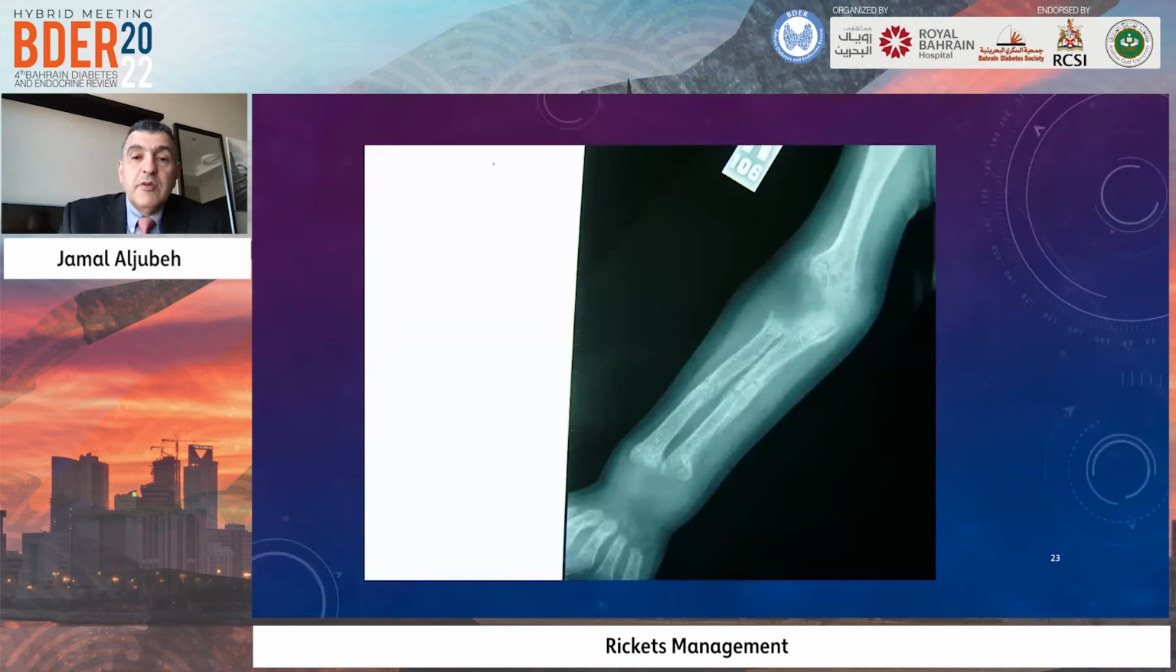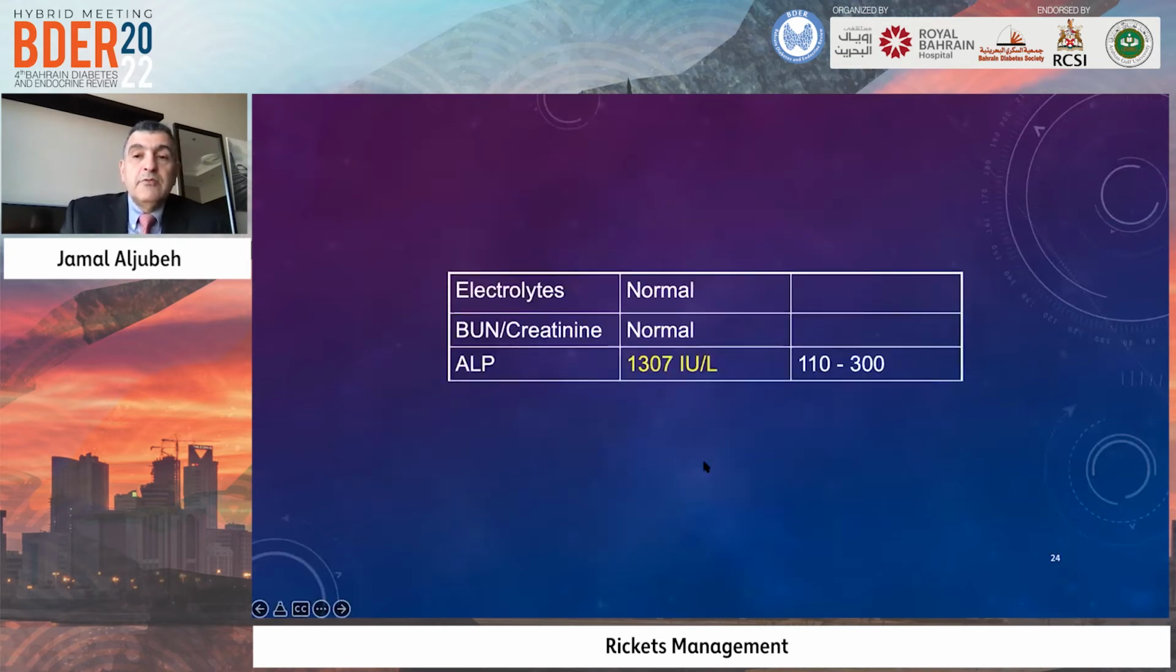Again, this is the forearm with fractures in the radius and ulna, and severe rickets, whether you look at the elbow or whether you look at the wrist. So we investigated this patient. His electrolytes were normal. His BUN and creatinine were normal. Alkaline phosphatase was elevated as expected, which is consistent with rickets.